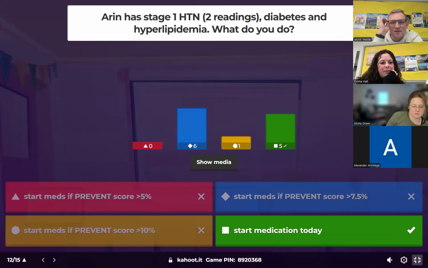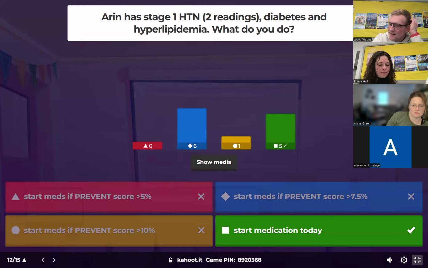All right, start medication, right? So anytime, I think it's regardless of what the prevent score is. If somebody has hypertension with 2 readings, you always start medications regardless of what the prevent score is. For stage 1 and stage 2 for that matter.